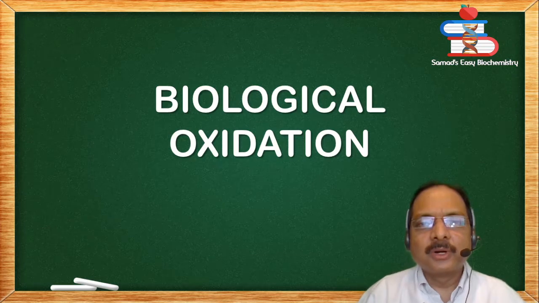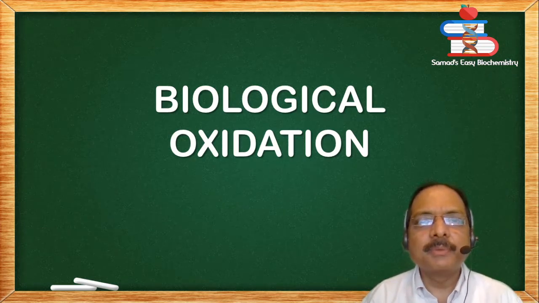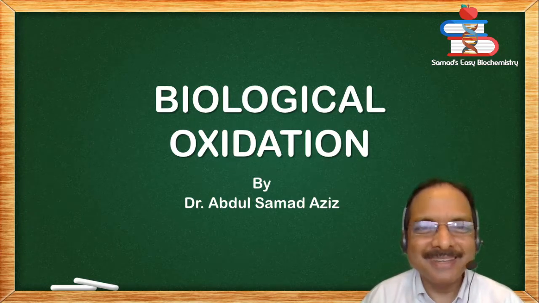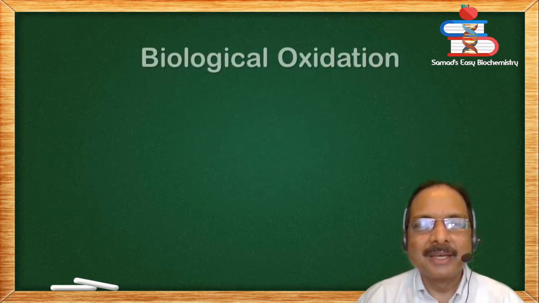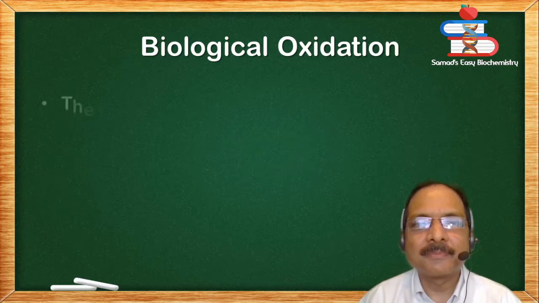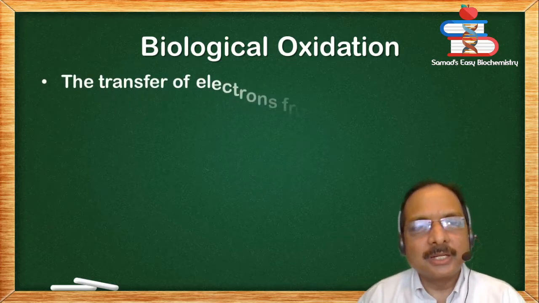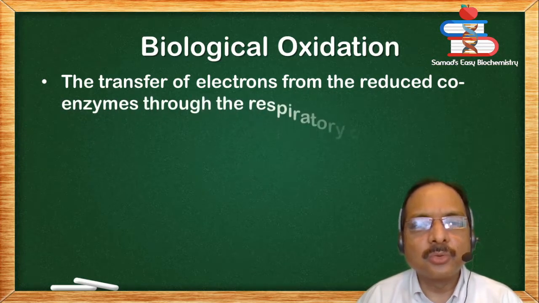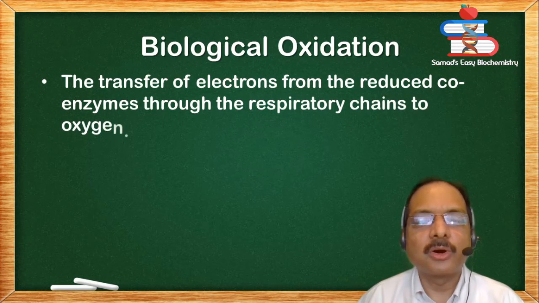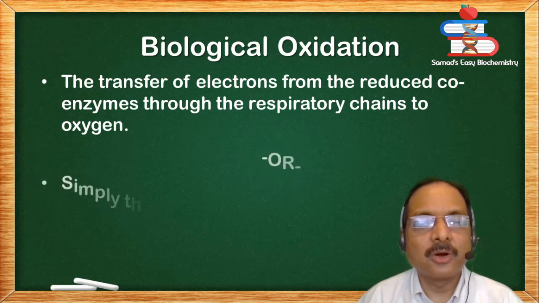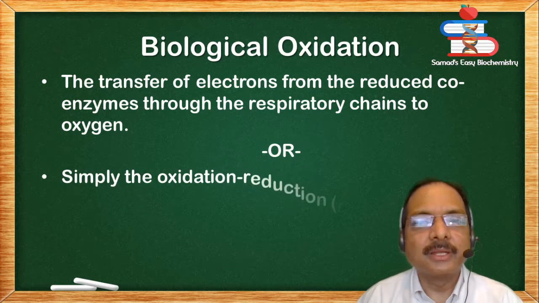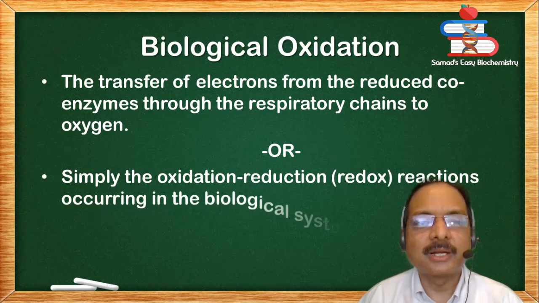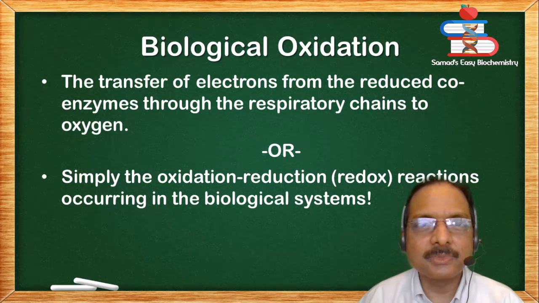In this video, I'll be talking about some very simple and basic definitions related to biological oxidation. So let's begin. Biological oxidation: the transfer of electrons from the reduced coenzymes through the respiratory chains to oxygen, or simply the oxidation reduction reactions or the redox reactions that are occurring in the biological systems.